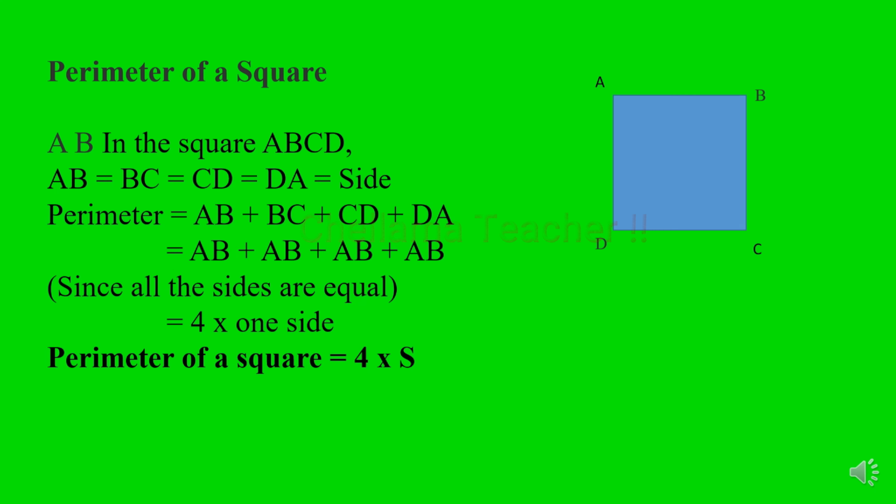Here a square means all the sides are equal. So let's write AB for all the sides. So here the perimeter is equal to AB plus AB plus AB plus AB. That is 4 times we have to add up AB. So instead of repeated addition, we can do multiplication so that the perimeter is equal to 4 into one side. So perimeter of a square is equal to 4 into side.